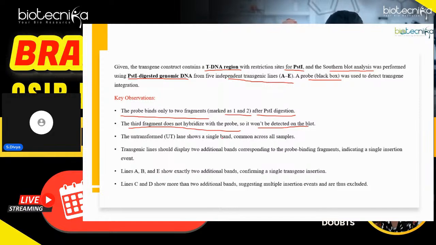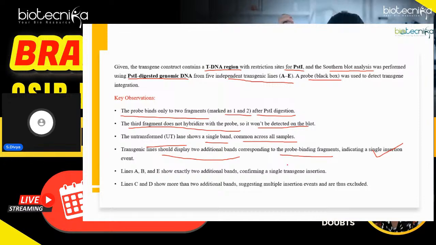blot. Next, UT lane will remain as a single band and it is common for all the samples. UT is the untransformed one. So the transgenic lines should display the 2 additional bands which will be corresponding to probe binding fragments. So that will indicate a single insertion event.